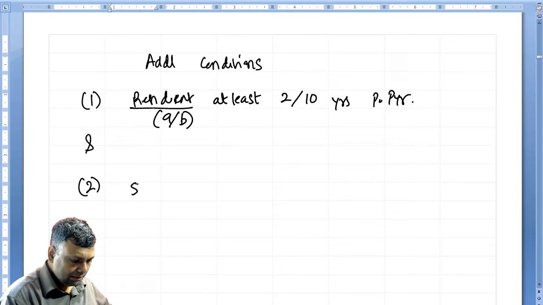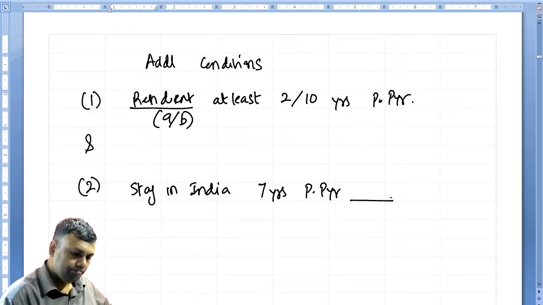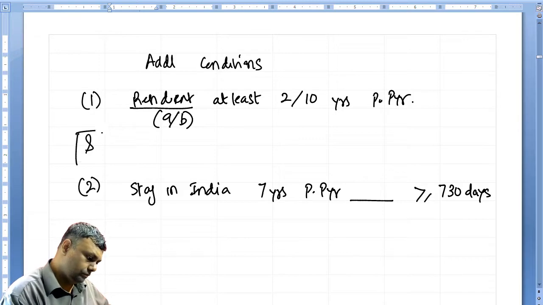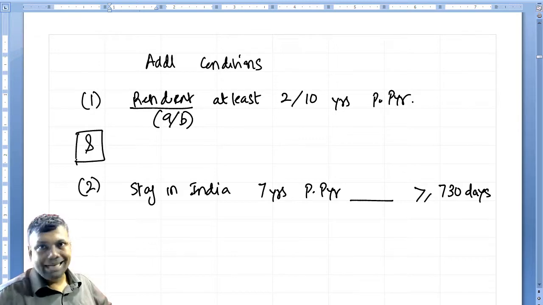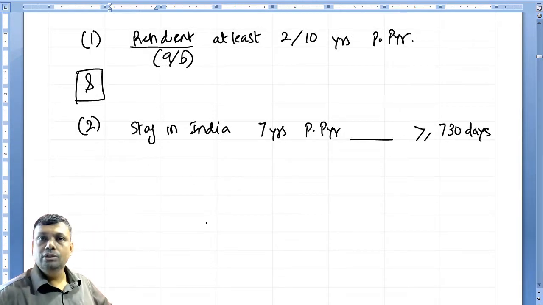Okay. And his stay in India for 7 years preceding the previous year should be greater than or equal to 730 days. So condition 1 and 2. And I have already written it in between. If it is satisfied, then you will be resident and non-resident resident. Otherwise, you will get the status of resident, but not ordinarily resident.